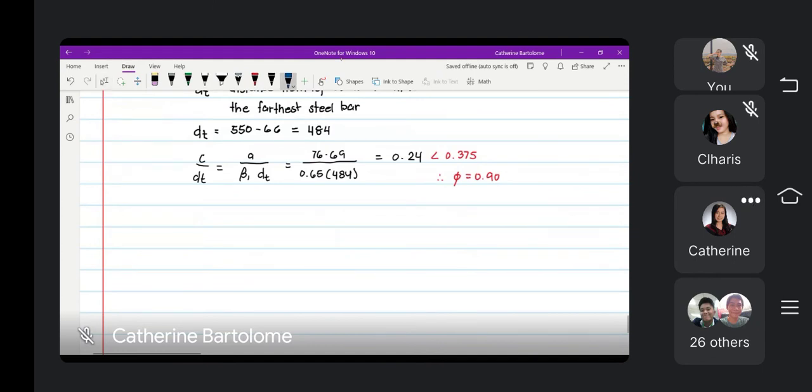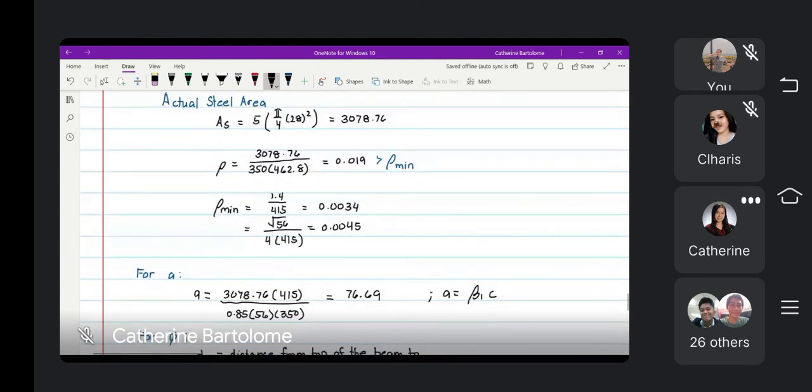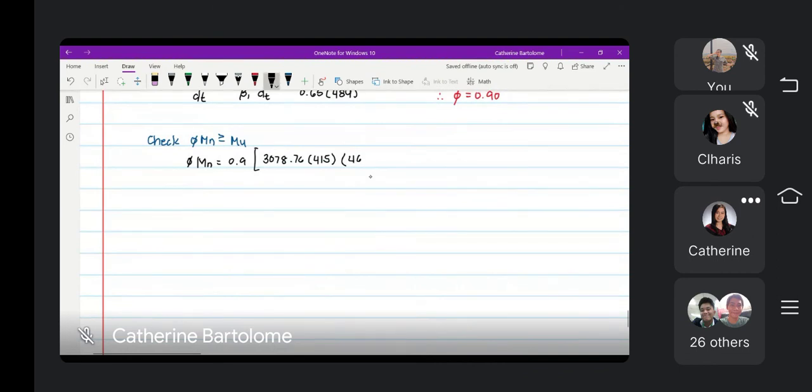Then after that, we can check if your phi Mn is greater than or equal to Mu. Okay? So, phi Mn is 0.9, As is 3078.76 times fy. d is, what's the value of d? 462.8. Minus 76.69 divided by 2. Okay, so what's the value of phi Mn?